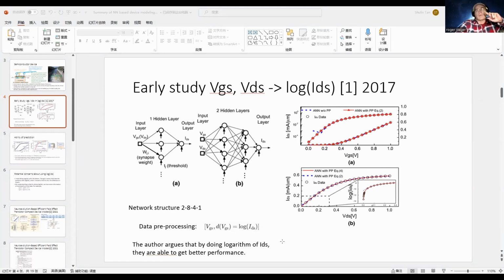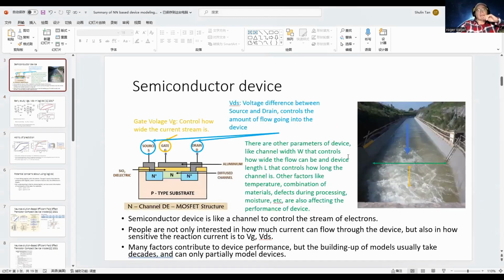When you said not bigger models but more parameters, do you mean more raw physics parameters? Yes, they try to put in more physical parameters. For example, this one includes the channel length and channel height. It's more input dimensions, the shape of your channel.